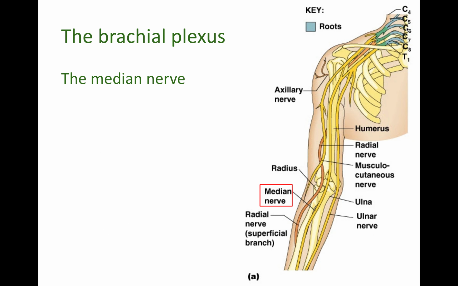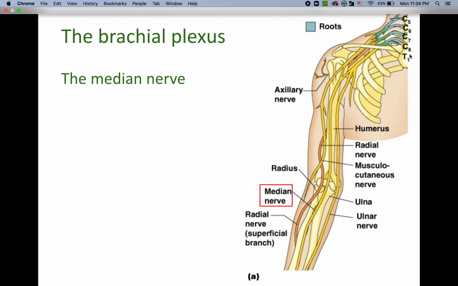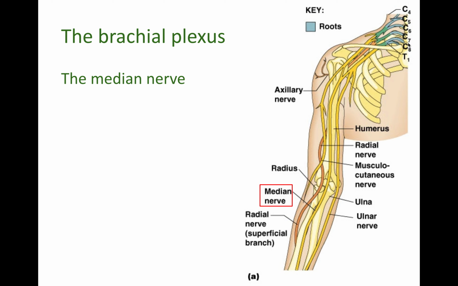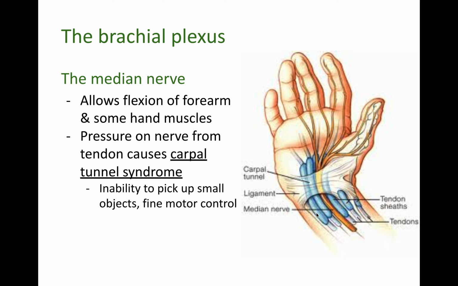Okay, so the brachial plexus, which is on the lower part of your neck, so the C5 through C8-ish region of your spinal cord. These numbers are associated with bones in your spine, and we'll learn about all the different bones of your spine in the musculoskeletal unit. One of the nerves I wanted to highlight here is the median nerve. The median nerve allows flexion of your forearm and some hand muscles. And pressure on this nerve in particular is what causes carpal tunnel syndrome.